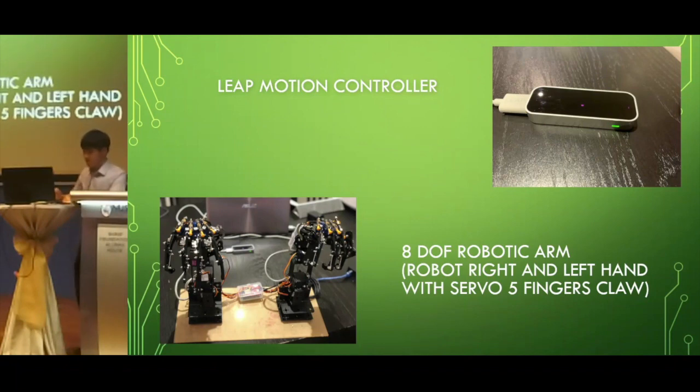And of course, the 8-degree-of-freedom robotic arm. As you can see, there's a right and left hand, with servos and a five-finger claw as well. I would call this an open source thing, because it isn't too hard to get your hands on one of these. I got this one randomly on AliExpress, just by searching it up, and found it. So it's definitely available, and it's not too expensive to start a project like this. It's definitely a good thing to start with and just give it a try. So those are the main hardware components of the project.